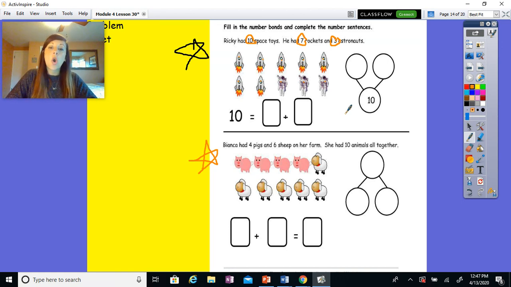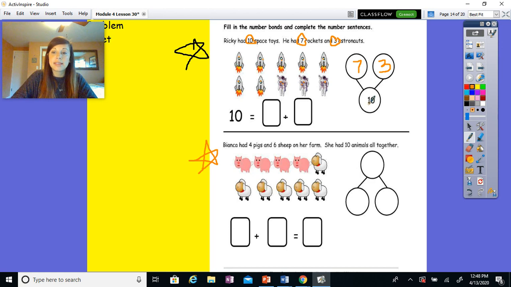Now let's count how many rockets he has because all the toys are not the same. He has some rockets and some astronauts. So let's count the rockets. 1, 2, 3, 4, 5, 6, 7. I could also count like this because we're drawing in the 5 group way. 5, 6, 7. So I'm going to write 7 in my part. Over, down. And let's count how many astronauts. 1, 2, 3. So 3 goes in my other part. Backwards C, backwards C. Now that's a 3.